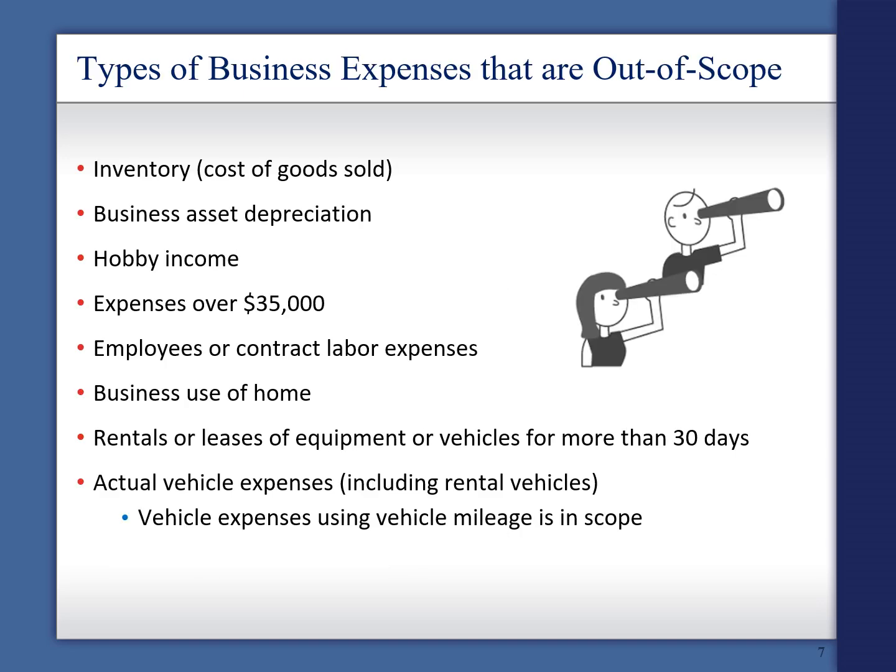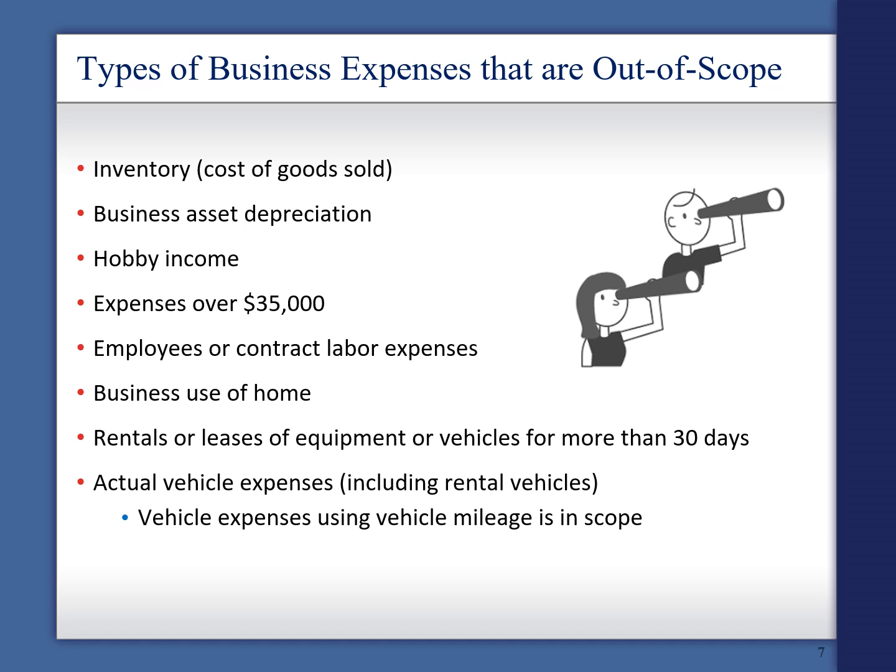Businesses must use the cash method of accounting to be in scope. Businesses with inventory typically calculate an end of year closing inventory cost and use an accrual method of accounting. The calculation of cost of goods sold and accrual accounting are out of scope for VITA. We don't do depreciation. It's very complicated and we do simple returns.